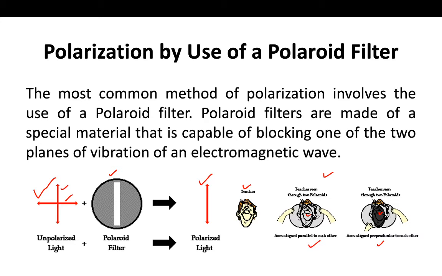When these types of filters are used, I think when we buy glasses or sunglasses, such types of pictures are shown to us, and from that we can check whether the glasses are polarized or unpolarized. So this is because these are made up of a special type of material.